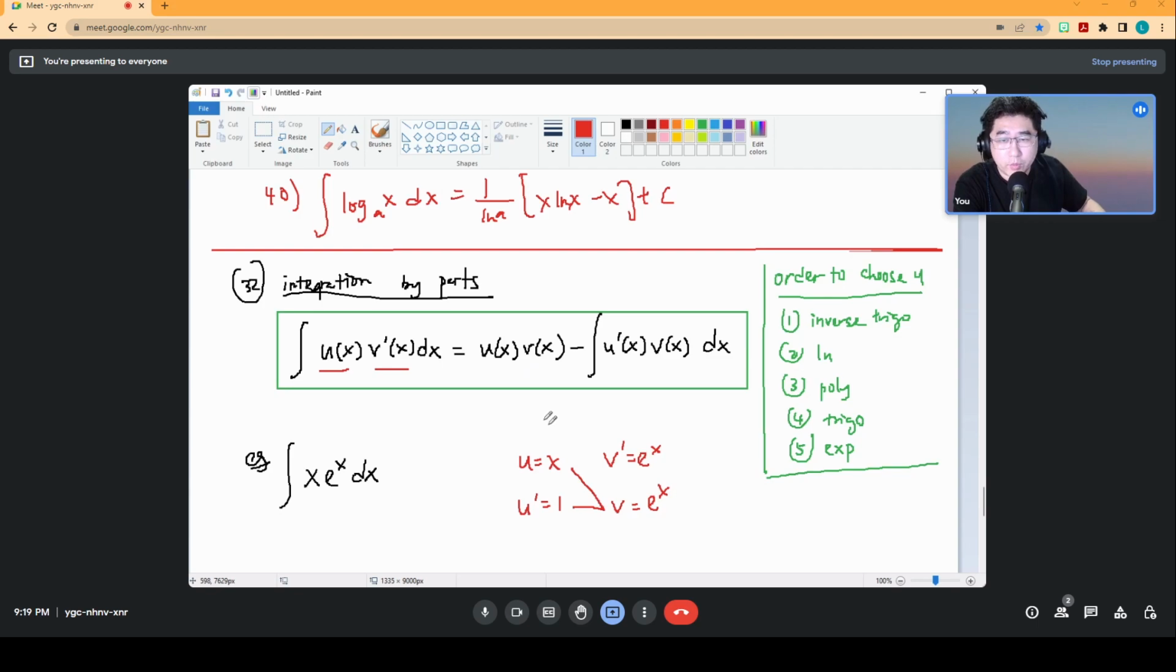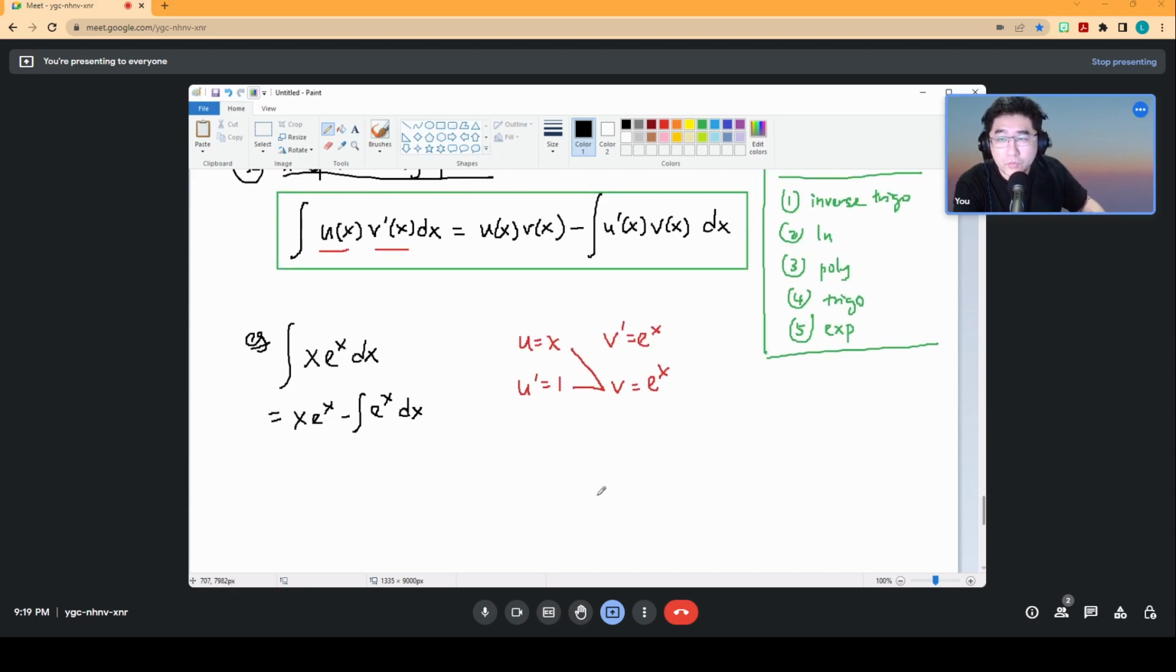According to the formula, you need to use these three components. You have u times v, so x times e^x, minus the integral of u prime times v, so 1 times e^x. After that, you have x e^x minus e^x plus c as your answer. This example is one round of by parts, one time by parts.